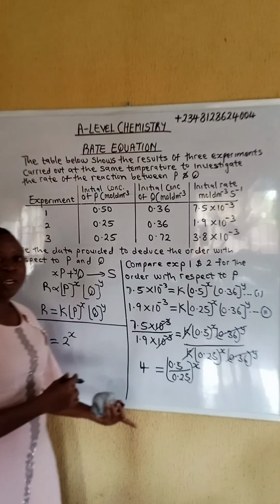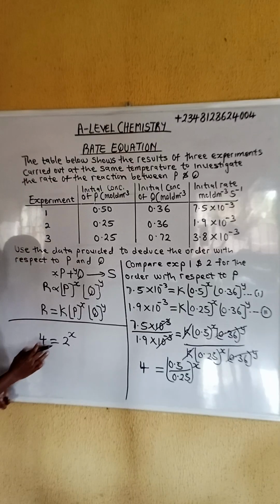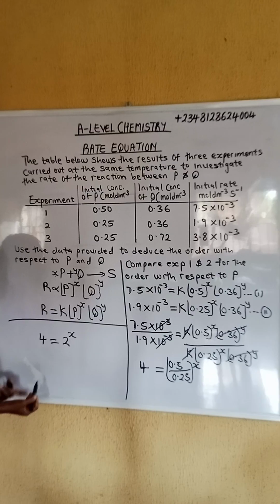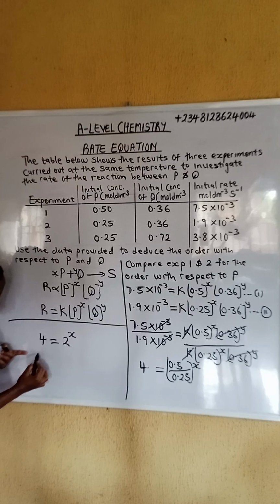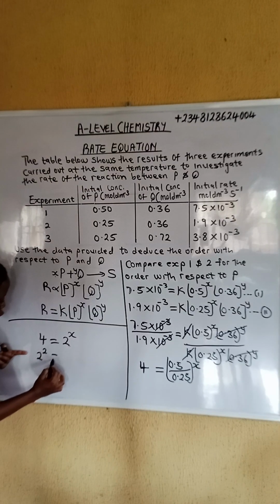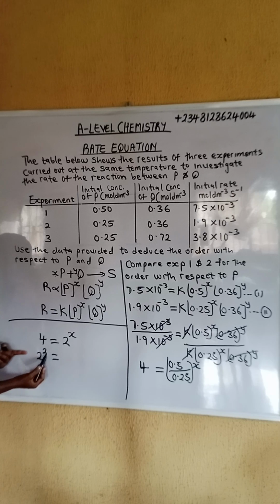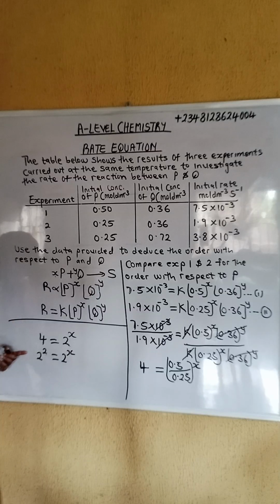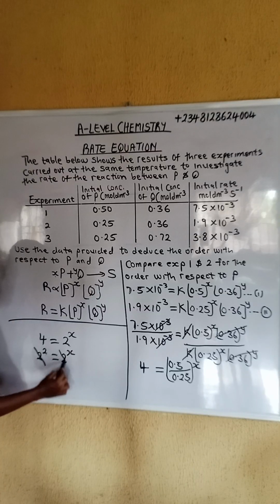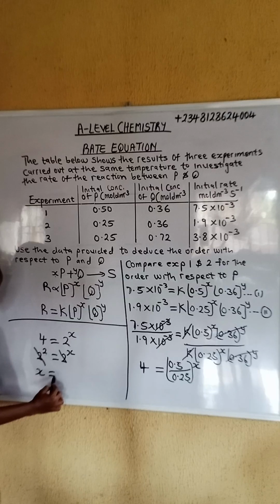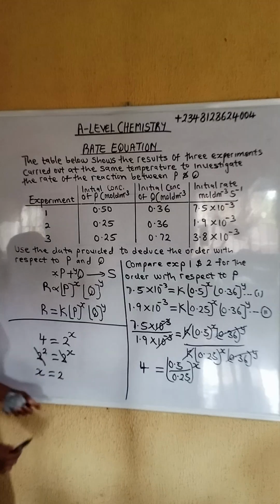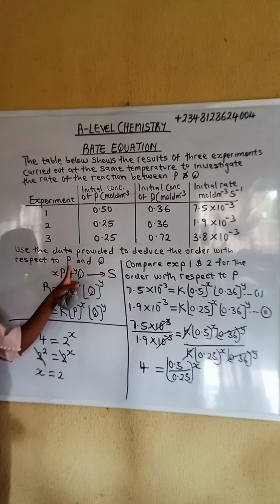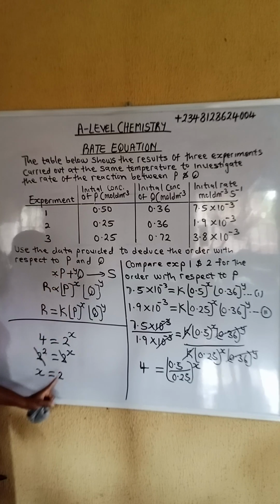So let's apply the law of indices. We are going to equalize what we have at the base. So I can change this 4 to 2 raised to power 2, equal to 2 raised to power x. So these two, we cancel 2. Then x equal to what? X equal to 2.